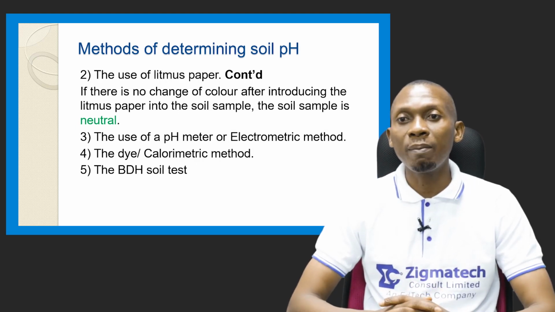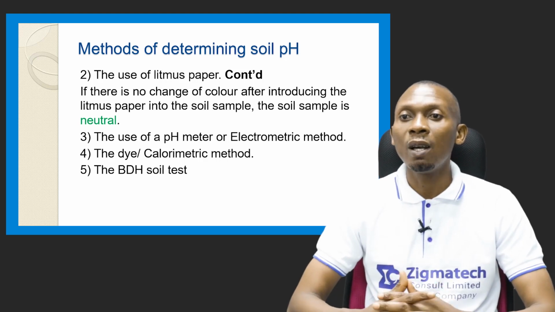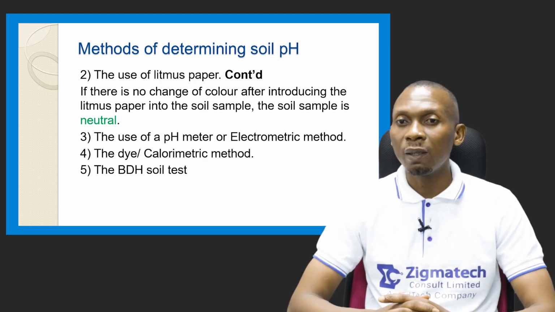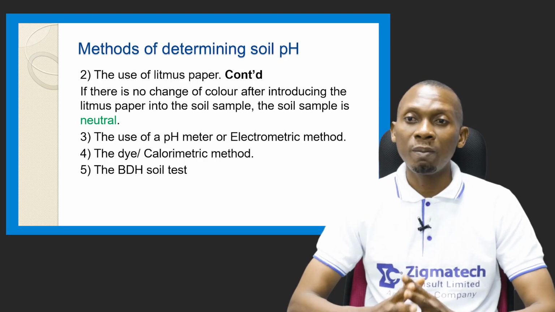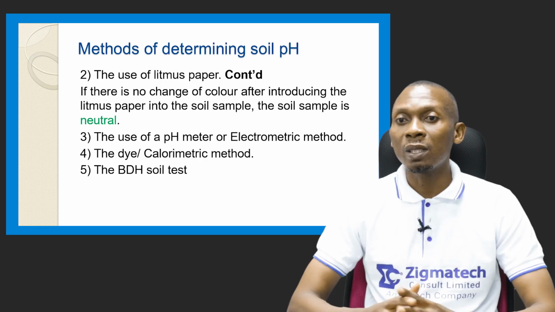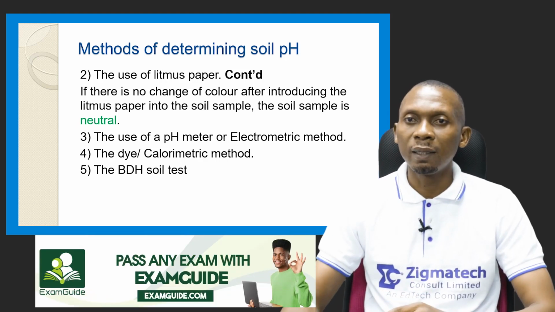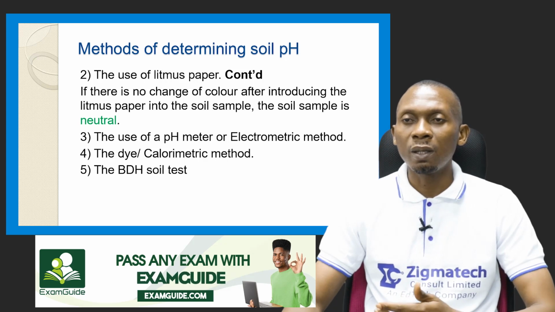We still have 3 other methods by which we can determine soil pH. We have the use of the pH meter or the electrometric method, the dye or the colorimetric method, and the BDH soil test, where several chemicals like barium sulfate are used to conduct the test to determine the soil pH.